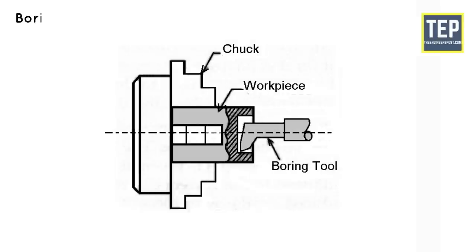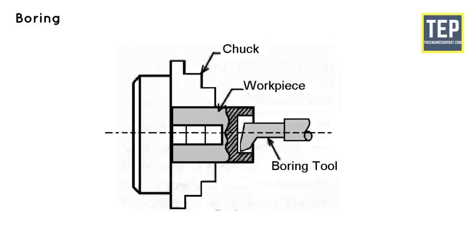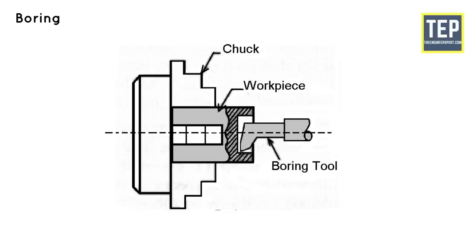Boring. Boring is the operation of enlarging a hole which is already drilled, punched or forged. It cannot produce a hole. Boring is similar to the external turning operation and can be performed in a lathe. In this operation, the workpiece is revolved in a chuck and the tool, which is fitted to the tool post, is fed into the work.